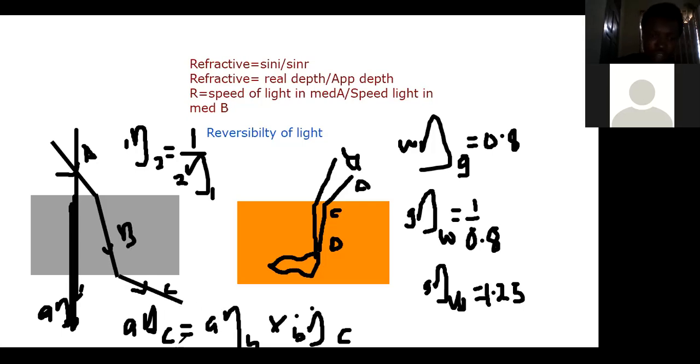So if you want to do the reverse, C to A, the only thing you will do is take 1 over the whole of this, and that will give you your answer. Now let's do something we call... so that is it.